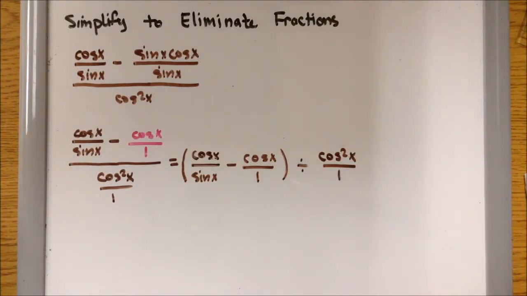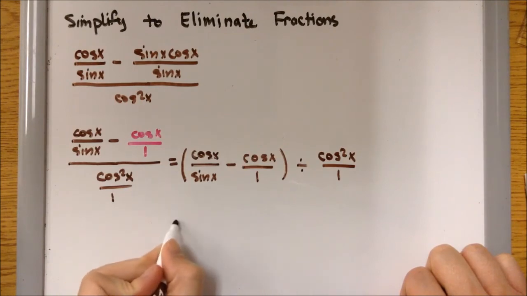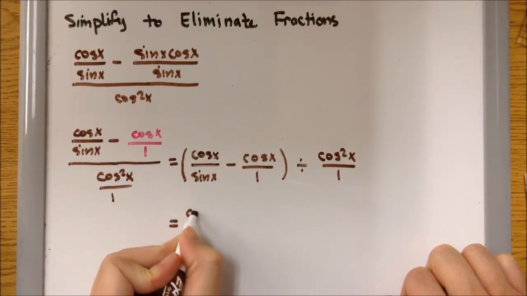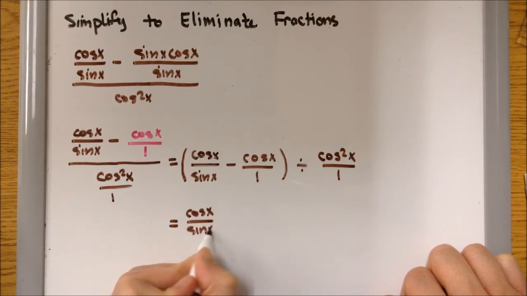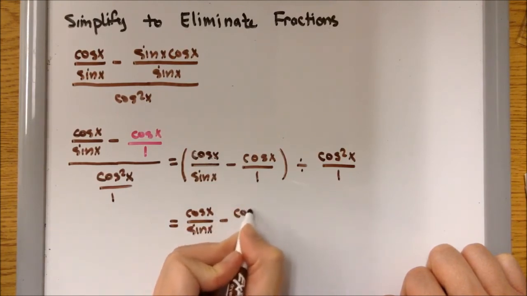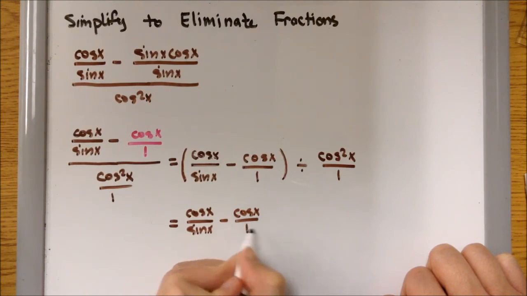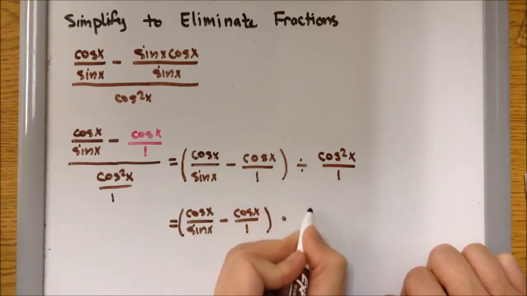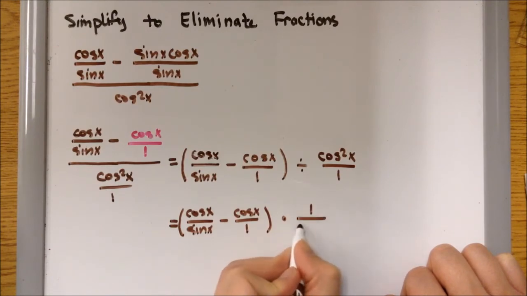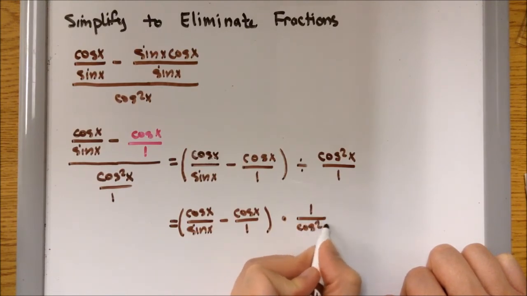Now, since we're dividing with fractions, let's change it into a multiplication. So cosine of x over sine of x minus cosine of x over 1 times 1 over cosine square of x.